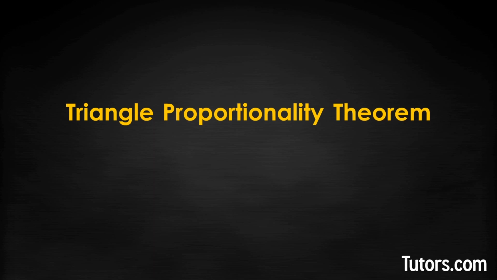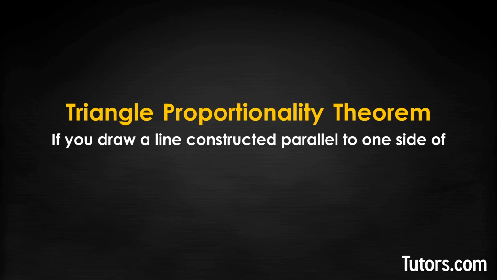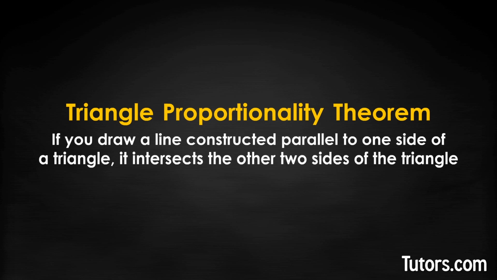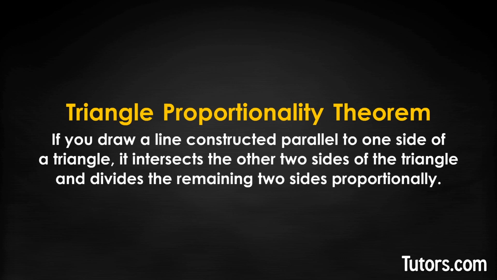What is the Triangle Proportionality Theorem? The Triangle Proportionality Theorem states that if you draw a line constructed parallel to one side of a triangle, it intersects the other two sides of the triangle and divides the remaining two sides proportionally.